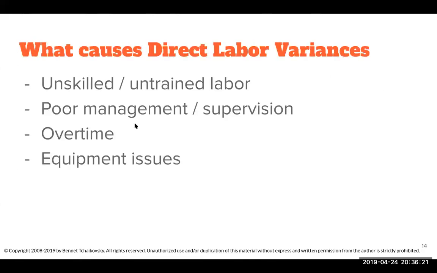So when we look at what can cause direct labor variances, you can have unskilled or untrained labor, meaning workers that don't know what they're doing. You can have poor management or poor supervision, meaning the workers are working unsupervised. You can also have workers working overtime. Why is overtime going to affect the labor variances? Because you're going to be increasing the rate. In California, after 8 hours, you're being paid time and a half. After 12 hours, it's double time.